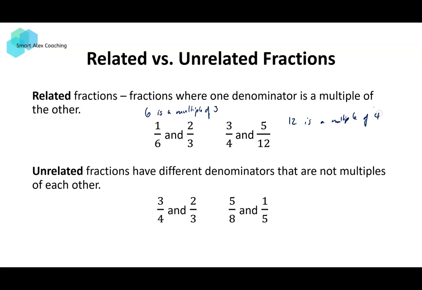of 4. Unrelated fractions have different denominators that are not multiples of each other. 3/4 and 2/3. 4 is not a multiple of 3, nor is 3 a multiple of 4. 5/8 and 1/5. 8 is not a multiple of 5, nor is 5 a multiple of 8.